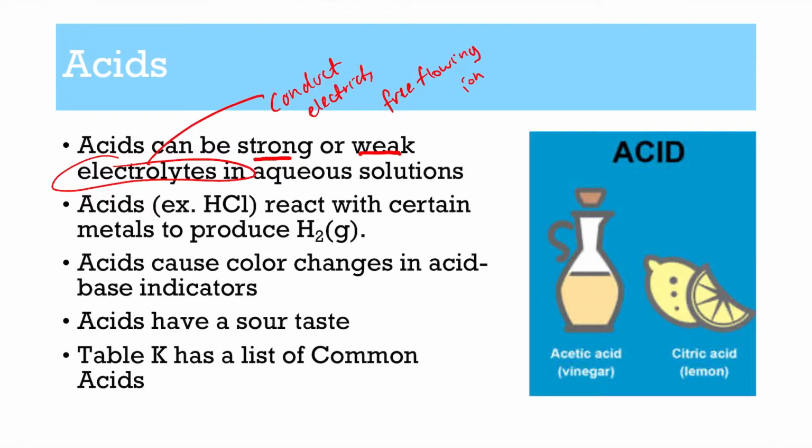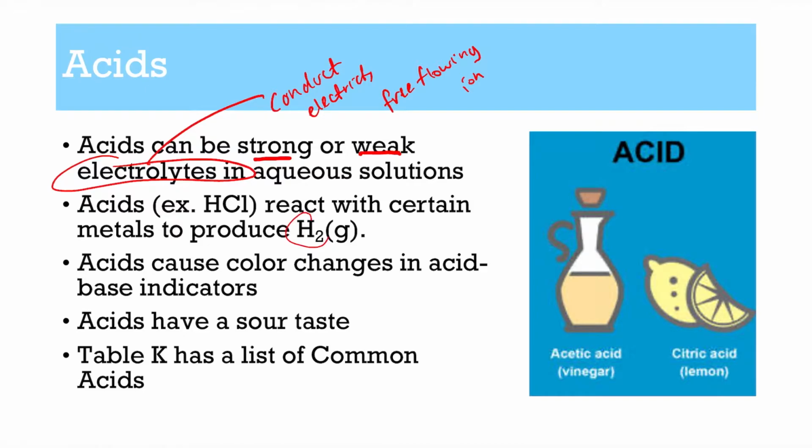Acids, depending on which one it is, can react with metal to produce H2 gas. We'll get into that later on in a different unit, because that goes hand in hand with the redox unit. Acids can change color in acid-base indicators. So indicators, which we'll spend a whole video on, depending on the color, tell you what the pH is.